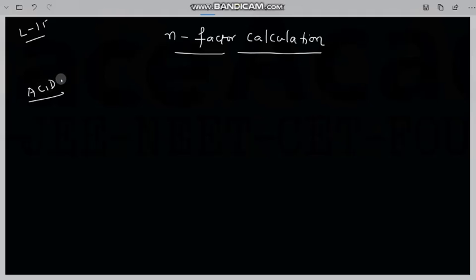Do you know what are acids? Acids are the species which furnish H+ ions. Actually, these will give H+ ions when we dissolve them in a solvent. So these H+ ions will come from the acid when we dissolve the acid in the solvent. For acids, the n factor is defined as the H+ ions replaced by 1 mole of acid in a reaction.